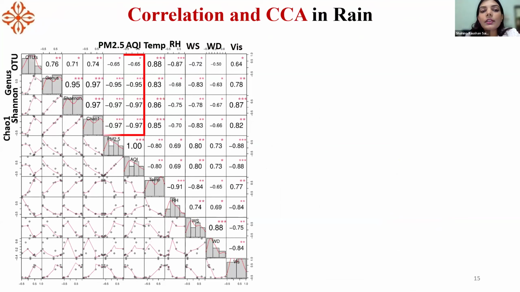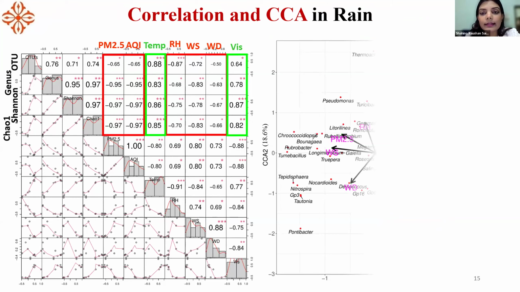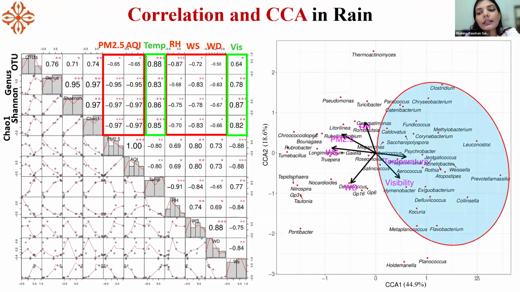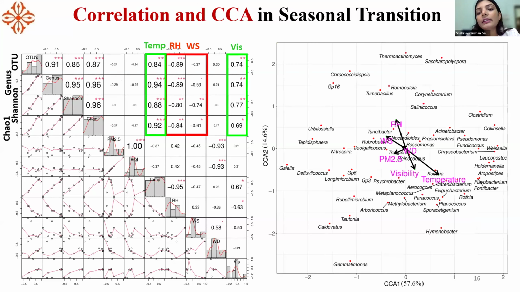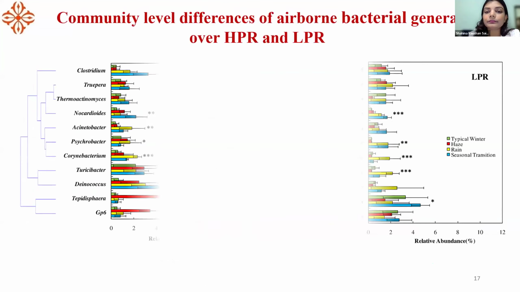During rainy conditions, we found a negative correlation with PM 2.5 and AQI. RH, wind speed, and wind direction also showed negative correlation. However, temperature and visibility have a positive correlation, as an increase in temperature helps create optimal conditions for bacterial growth and enhancement. So for temperature and visibility, we can see that the dominant bacterial species were positively correlated with these two parameters. In seasonal transition conditions, we found temperature and visibility showing positive correlations and RH and wind speed showing negative correlations, which was further supported by the CCA plot.